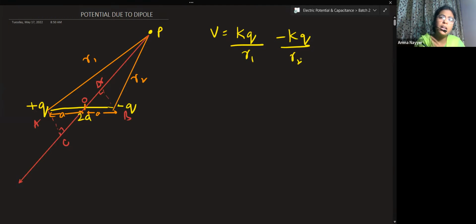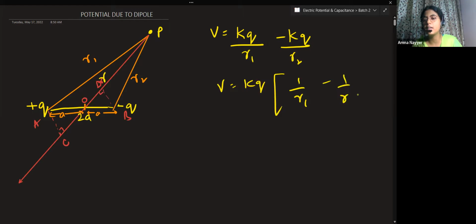But see, R1 and R2, these are not provided to us. We only know A and small r. So we have to somehow manage our answer in terms of R1 and R2 so that R1 and R2 get converted into small r. This is small r and A. So we don't require this R1 and R2. Otherwise your answer is fine till here. You can take KQ common and write it as 1 by R1 minus 1 by R2. But R1 and R2, we have taken on our own. So we have to simplify it. What is meant by R1, what is meant by R2.